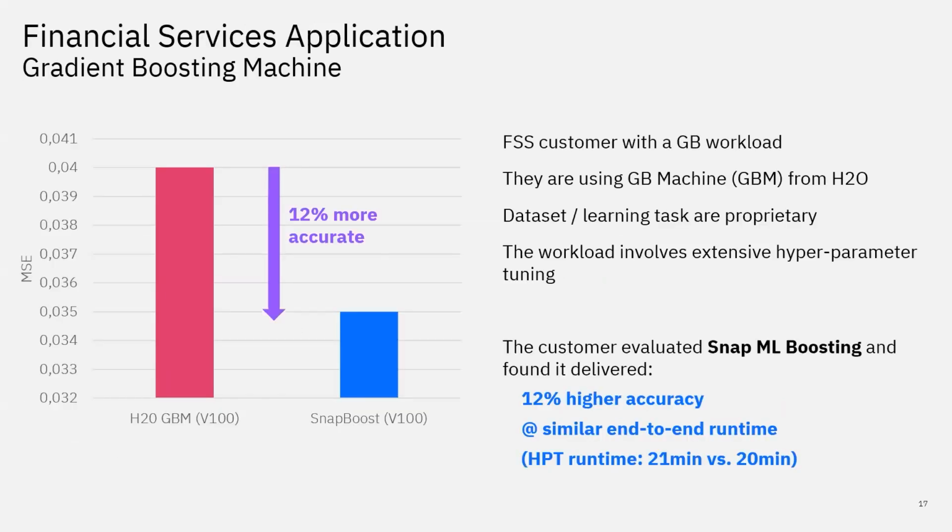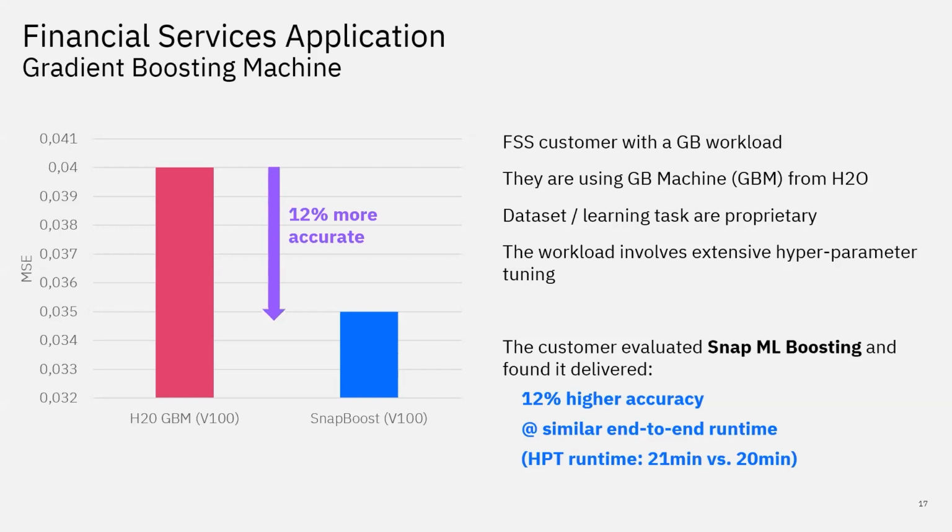Next chart, please. Okay, so finally, this is a real industrial application of SnapBoost. This was an IBM customer in the financial services domain who came to us saying that they have a gradient boosting workload. They were actually using a different framework. They were using the GBM from H2O. That's about all we know. They wouldn't tell us the data set or the learning task, and they ran all of the experiments themselves. And this is what they reported back to us.